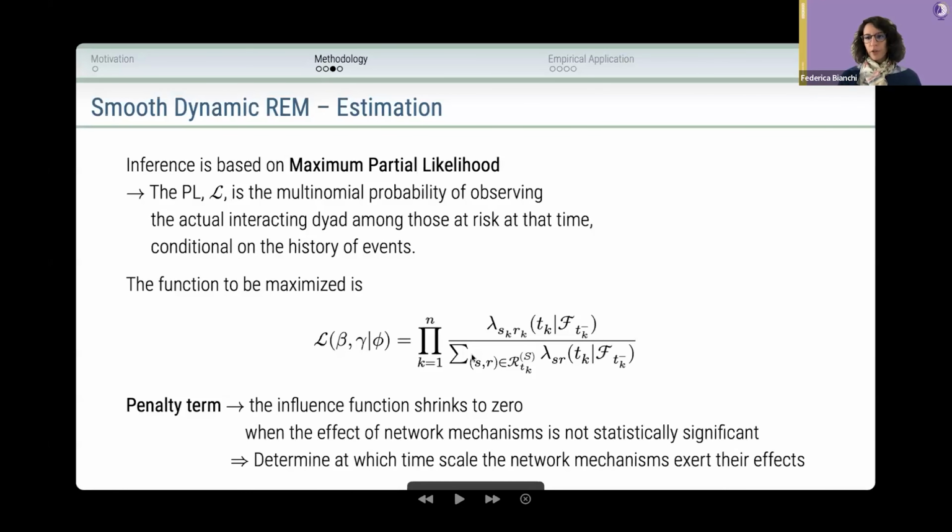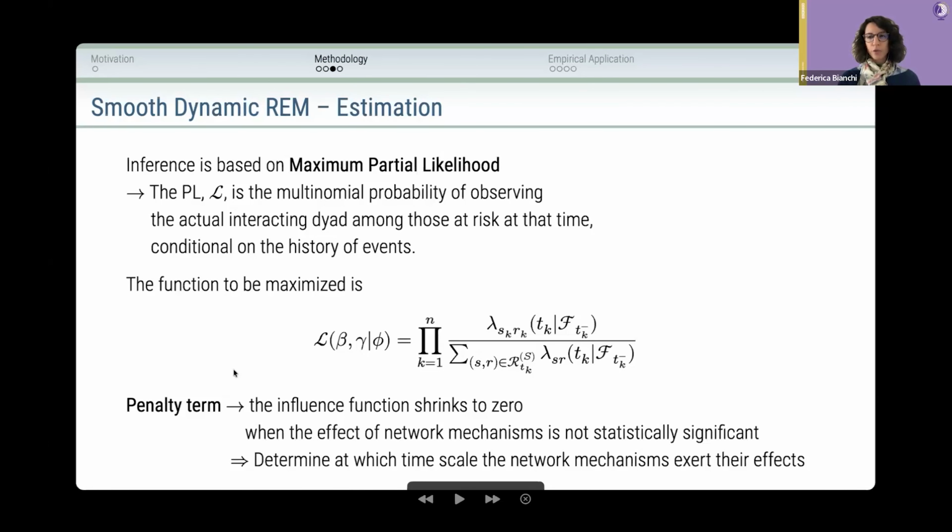Okay, the inference schema is very similar to that Martina presented before. So we estimate by maximum partial likelihood, and the partial likelihood is given by the multinomial probability of observing the actual interacting dyad among those that are at risk at that time, of course, conditionally on the history of past events.